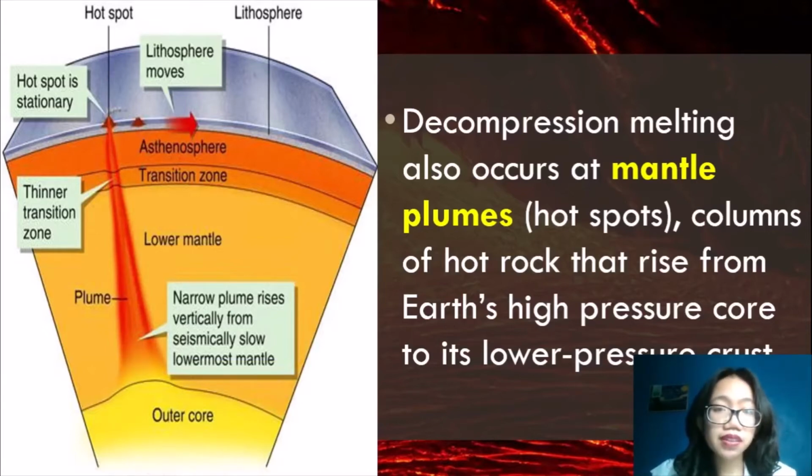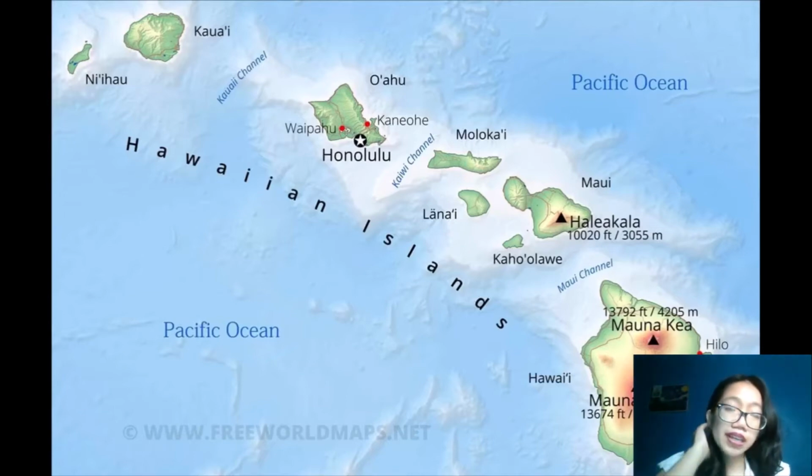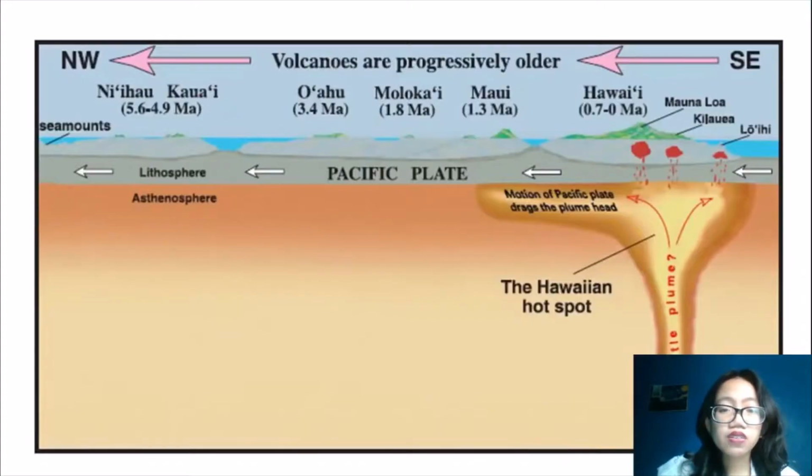And decompression melting is quite significant because this is how the Hawaiian Islands are formed. If you're curious, Hawaii is very volcanic, made up of small islands, and there is always volcanic activity. That's because of how the Hawaiian Islands are formed. It's sort of like a conveyor belt, if you can imagine. The Hawaiian Islands, or Hawaii itself, is made up of several islands.